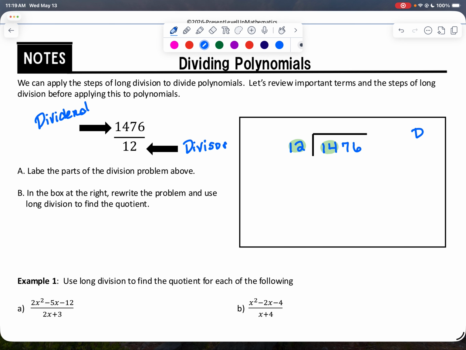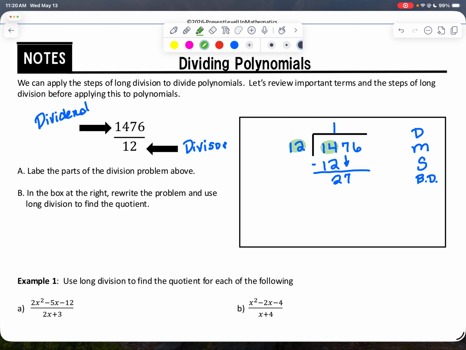So let me write this down. Our first step is to divide. So 14 divided by 12. Well, that will go in one time. Now, the next thing you're going to do is multiply. So you're going to multiply that 1 times the divisor. So 1 times 12 is 12. The next thing you're going to do is subtract. So 14 minus 12 is 2. And then you will bring down. So I'll bring down the 7.